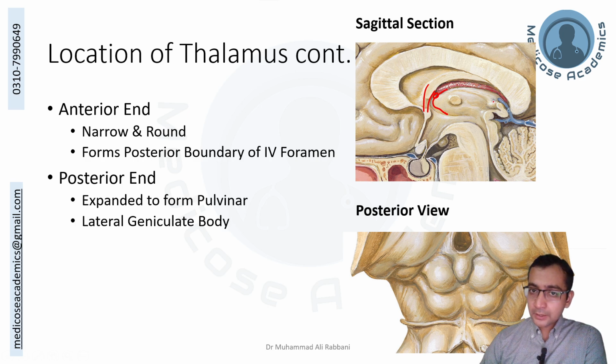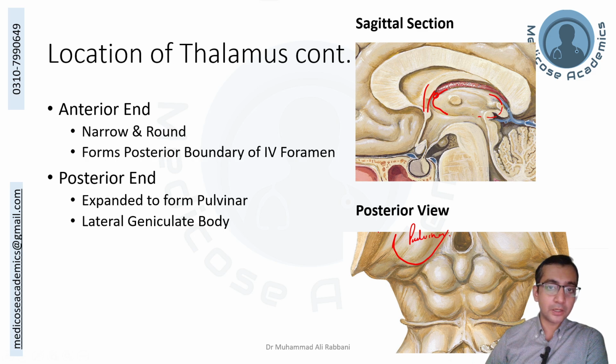Posterior end is somewhere here, not very clear in this picture, but very clear in this picture. This overhanging portion is called pulvinar. We will see it in the lecture of the thalamus, and below it there is a geniculate body, the lateral geniculate body and the medial geniculate body that are present here.